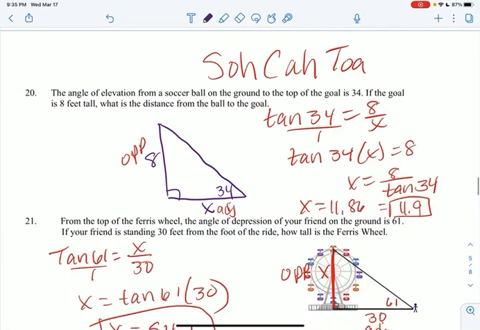Number 20, I have the angle of elevation of a soccer ball to the top of the goal is 34, so I draw my right triangle. Angle of elevation goes in the bottom right corner. The goal is 8 feet tall, and I want to know the distance of the ball to the goal.